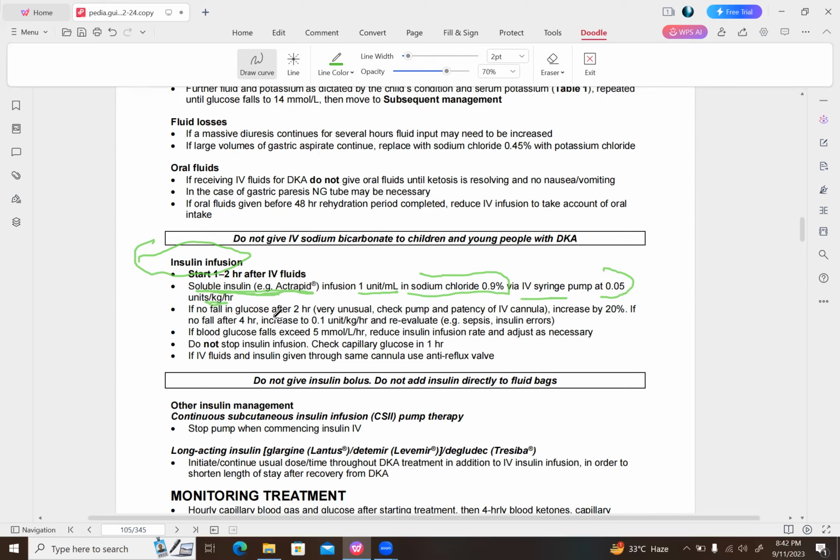If no fall in glucose after 2 hours, then increase by 20%. If no fall after 4 hours, then from 0.05 you will increase to 0.1. If blood glucose falls exceed 5, then you have to reduce the infusion rate and adjust it. Okay. Do not stop insulin infusion. Check capillary glucose in 1 hour. If IV fluids and insulin are given through the same cannula, use the anti-reflux valve. So don't give bolus. Do not add insulin directly to fluid bags.